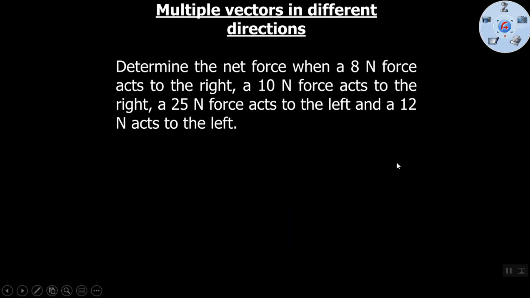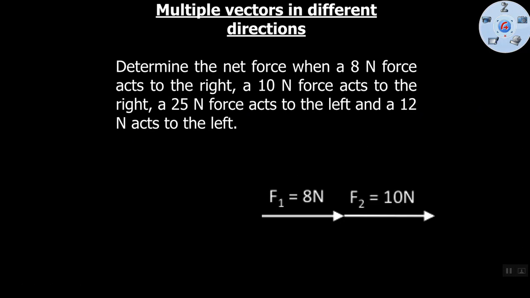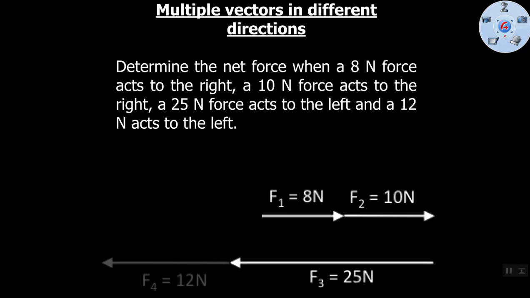Now, this can also be used for multiple vectors. So determine the net force when an 8 Newton force acts to the right, a 10 Newton force acts also to the right, and then a 25 Newton force acts to the left, and a 12 Newton force acts to the left. So what we'll do is we'll draw the first vector, 8 newtons to the right. Then we'll draw the second vector. Then we'll draw the third vector, 25 to the left. Then another 12 to the left.